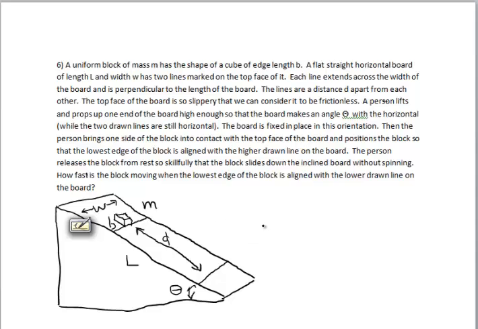Then with the top face of the board and positions the block so that the lowest edge of the block is aligned with the higher drawn line of the board. The person releases the block from rest so skillfully that the block slides down the incline without spinning, so it doesn't rotate. How fast is the block moving when this lowest edge of the block is aligned? Alright, I'm going to add one more diagram to kind of relate this D length with this angle. If you just make a smaller right triangle from there, I'll draw that here. So this is theta. This is D. And we'll call this Y, the difference of the height.